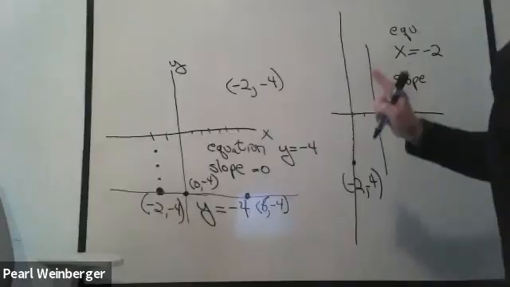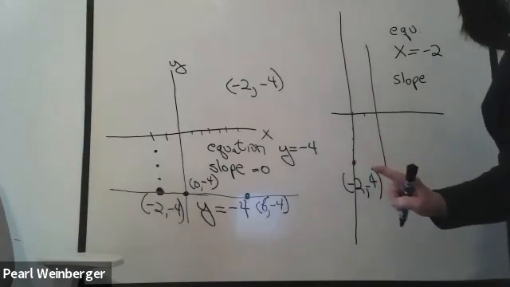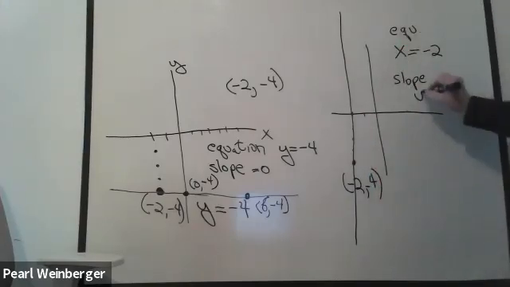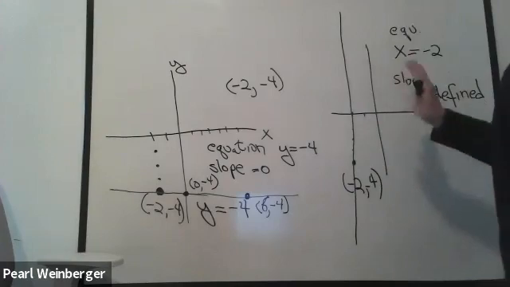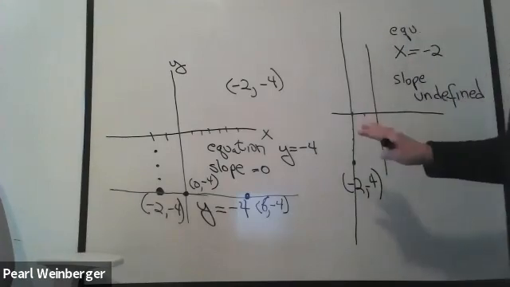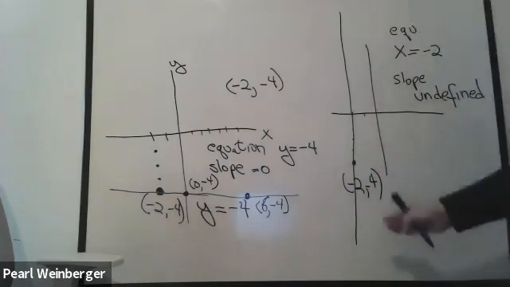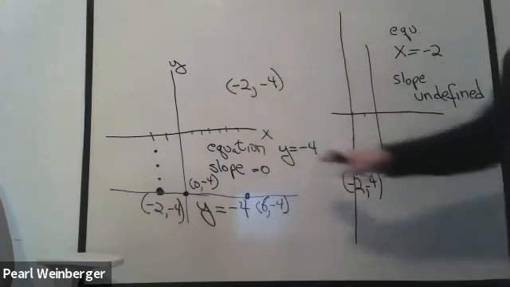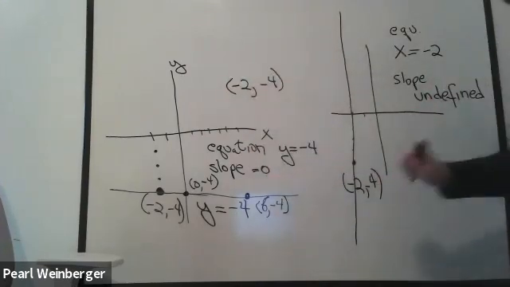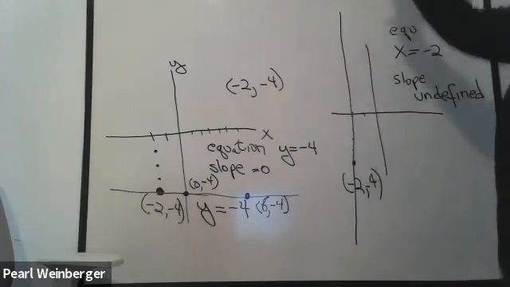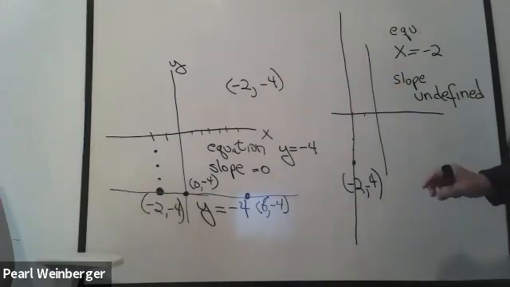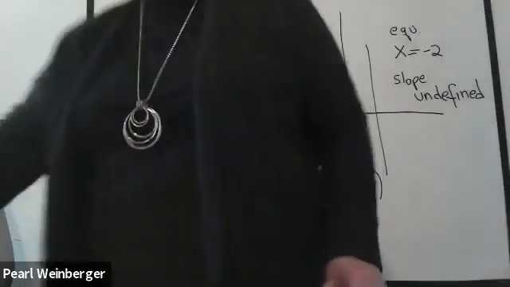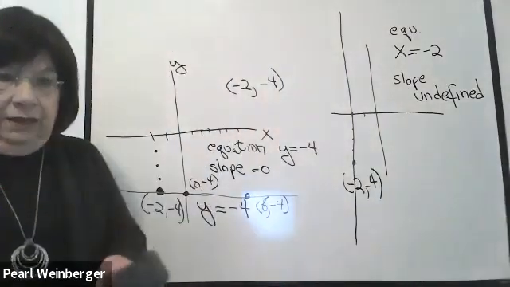And what's the slope? Undefined. Zero is the horizontal. You have to memorize these things. Undefined is the slope of a vertical line. 0 is the slope of a horizontal line. A vertical line doesn't have a slope. It is undefined, because if you put in the points, you get 0 in the denominator.